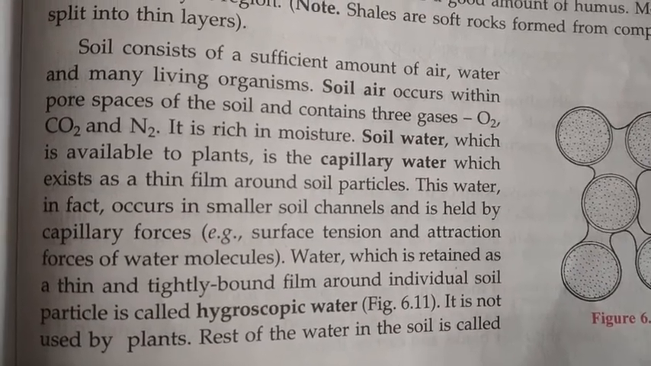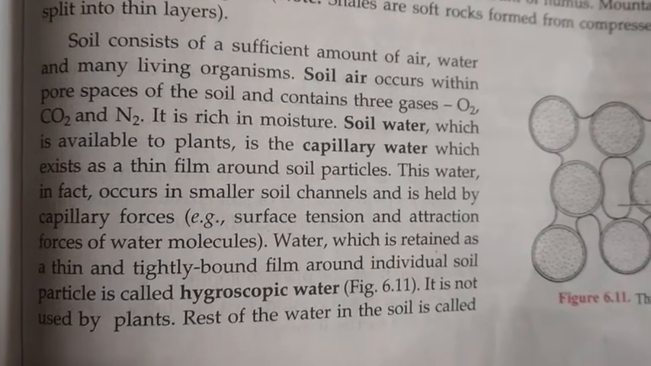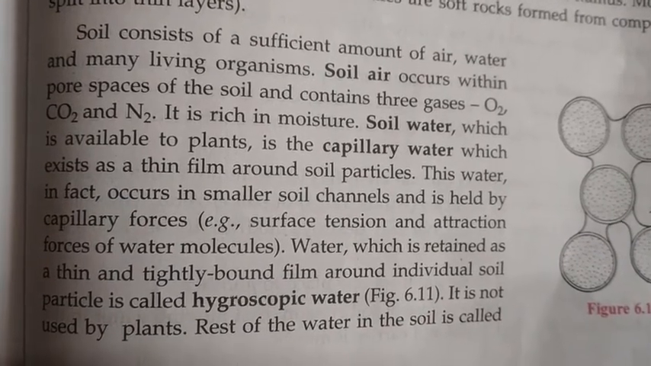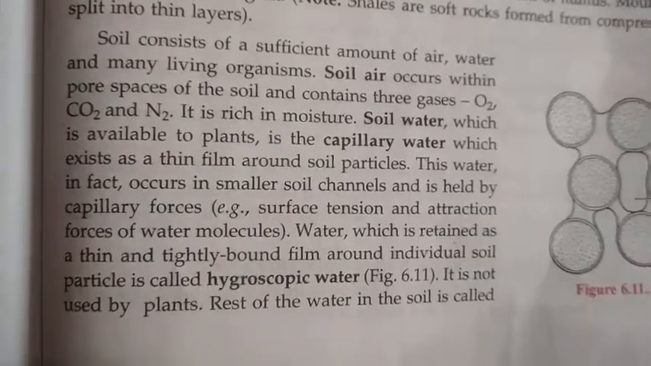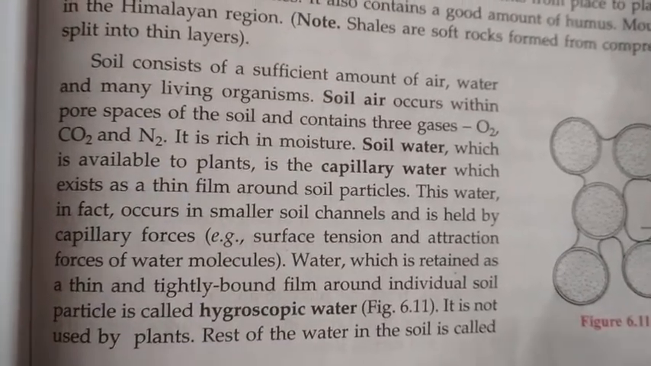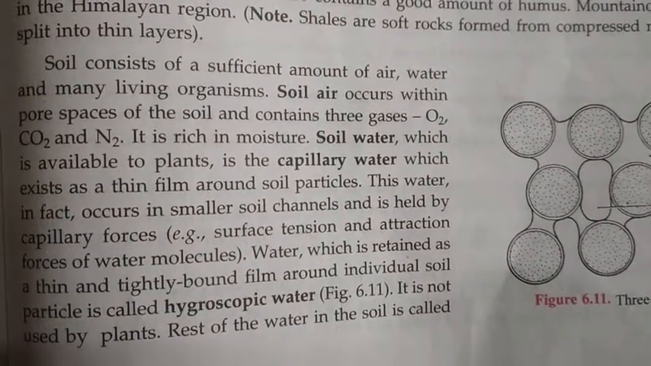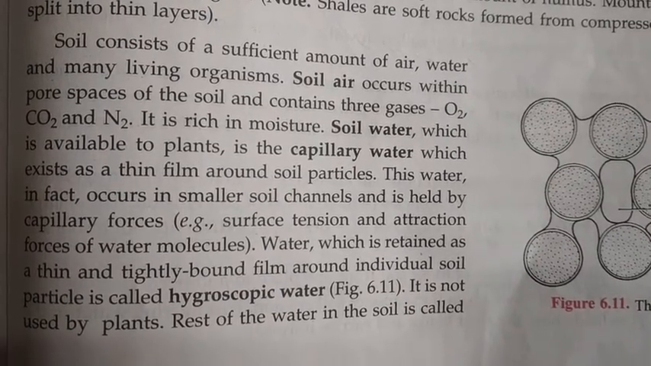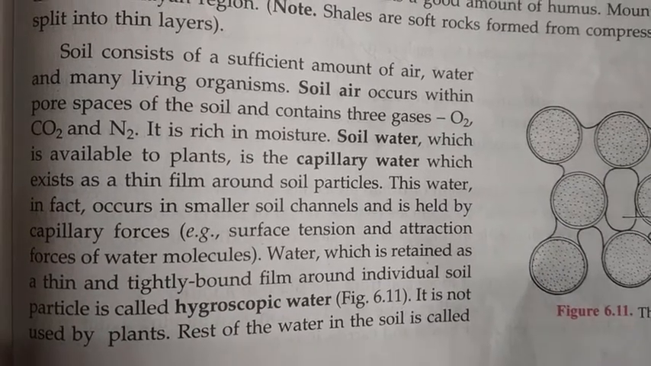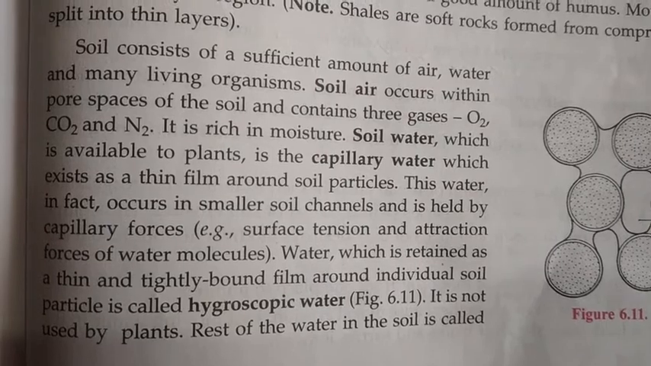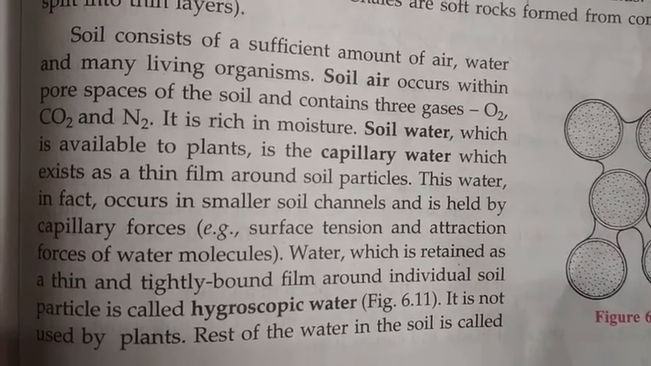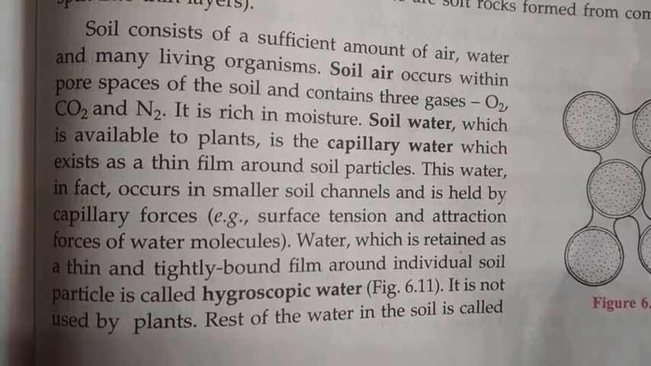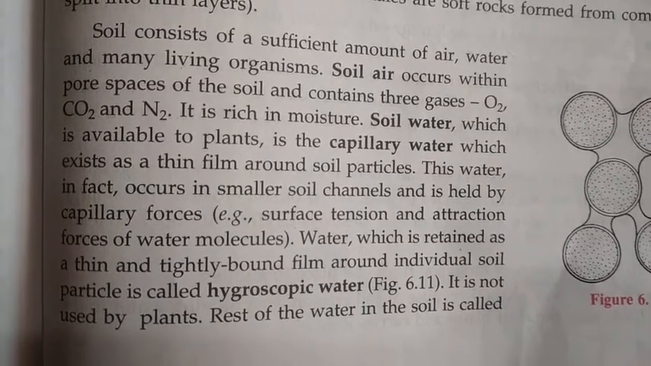Other than that, the water which is present is called the gravitational water. The water present in the soil other than the capillary water and hygroscopic water is called the gravitational water. It is free to flow downwards through the soil, influenced by the gravity of the earth. The water moves downwards along with the soil particles.